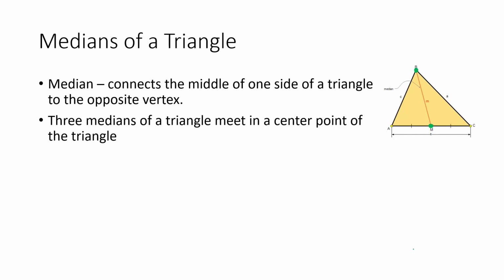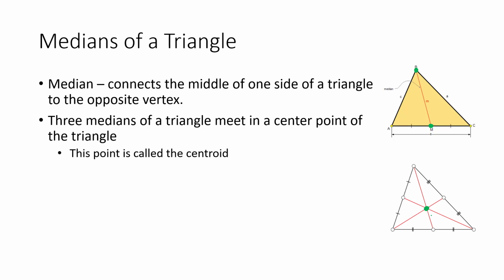And as you might expect, the 3 medians of a triangle will meet in a center point of the triangle. So if I have a triangle and we cut each of the sides in half and connect those midpoints to the opposite vertex, they meet in this center point. This center point is called the centroid. The centroid is interesting because it's the balance point of the triangle. If you cut this triangle out and took a pencil tip and put the centroid right on top of the pencil tip, it would balance perfectly and not fall off.